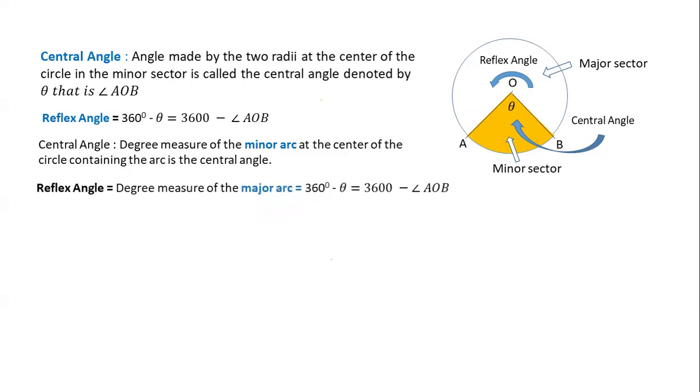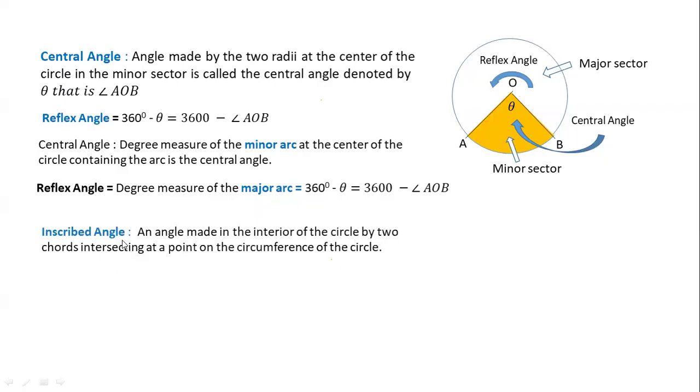Now, reflex angle: the degree measure of the major arc is 360 minus theta, that is 360 minus angle AOB. Okay. Now, inscribed angle.